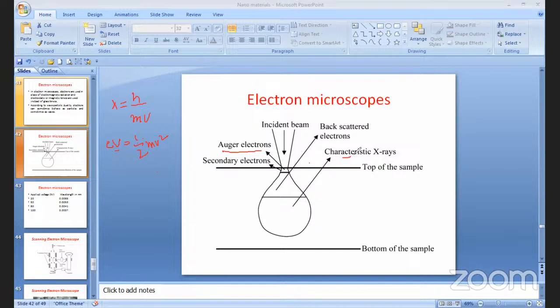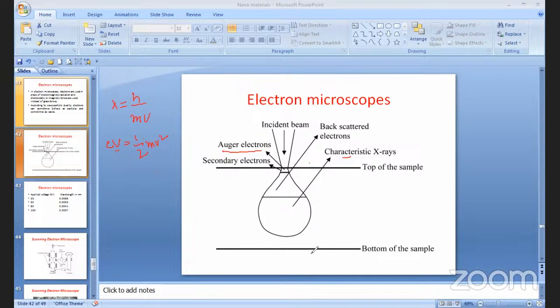In any case, even a parallel beam of electrons becomes defocused after interaction with the solid, as illustrated. A focused beam therefore forms a tear-shaped volume of beam interaction zone here. This is the top of the sample and this is the bottom of the sample.